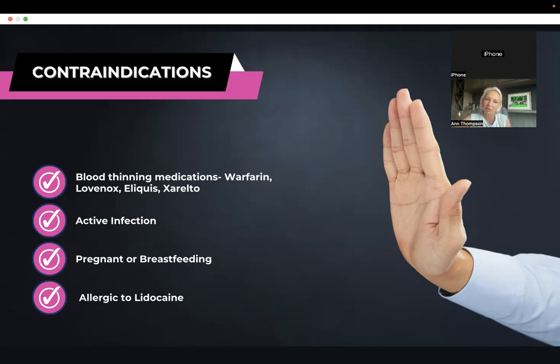Any type of active infection, meaning if they have a giant herpetic outbreak or a giant pimple in the midface, you would not want to stick a needle through a pimple, or any type of cellulitis or anything on their face. Also, if they're pregnant or breastfeeding, or if they're allergic to lidocaine.